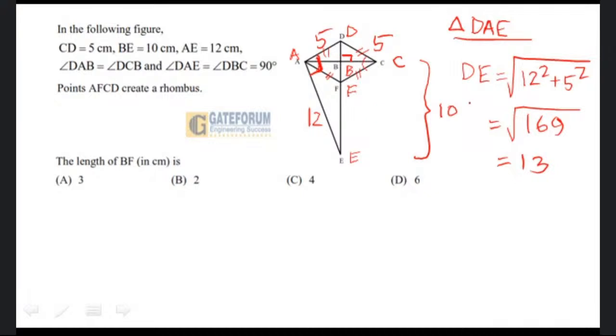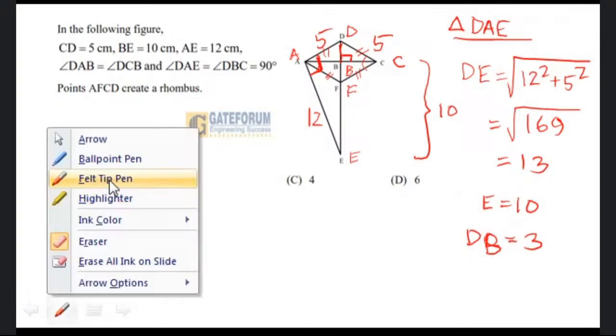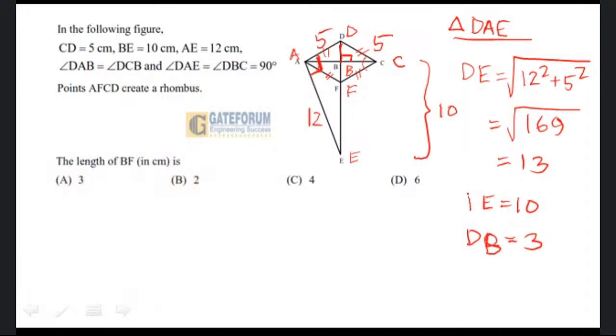But it has been said that CE is equal to 10. So therefore DC must be equal to... sorry, DB, not DC. DB, that is this line, must be this whole line minus BE. No, not CE is 10, BE is 10. I made an error there in writing. Since this arrow was beside C, I was writing C. BE is 10, not CE. So DE is 13, BE is 10, so DB must be 3.